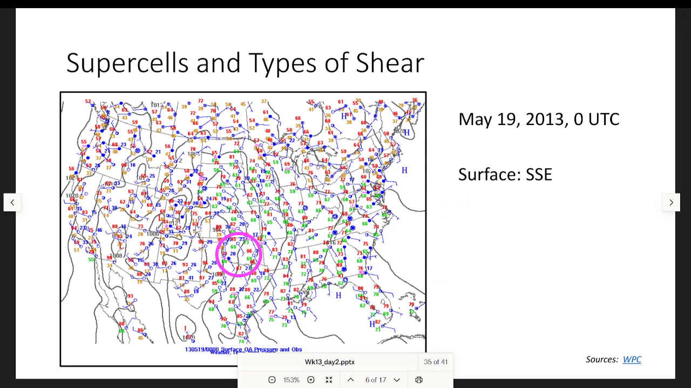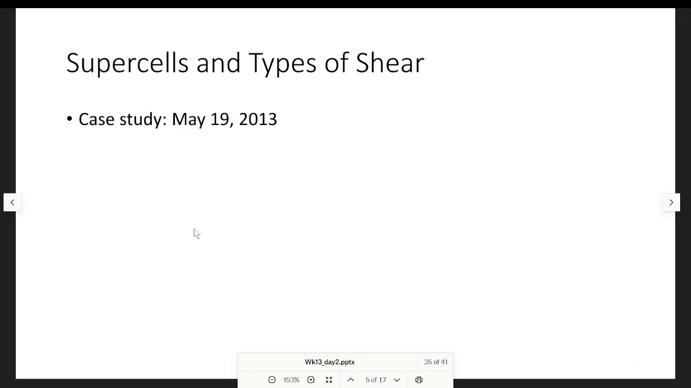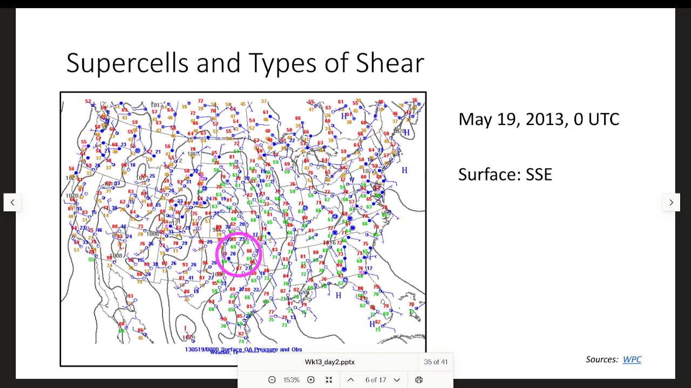And there's a case study. Okay, let's look at it. Okay, May 19, 2013. All I know, 2013 was not a good year for Oklahoma for supercells. Good for meteorology, but not good for the general public. Anyway, you can see the surface winds here. Moderate flow, like 15 knots, and it's coming from the south-southeast, so it's coming from the Gulf. It's pulling in this Gulf air.